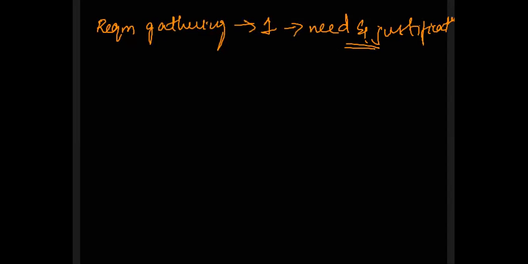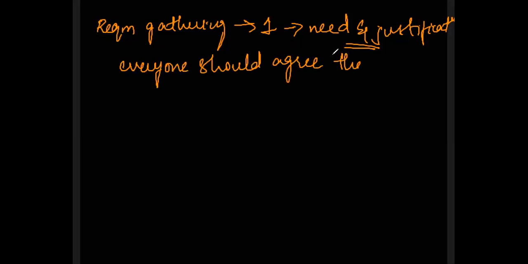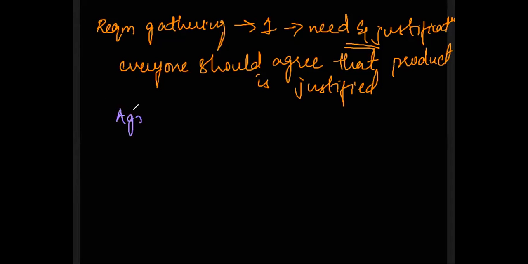Now whenever you're giving this need and justification for the software, each and every stakeholder needs to agree with this statement that you've defined. That is, everyone should agree that the product is justified. Now as everyone has agreed that the product is justified, you're going to make an agreement. That is, the project is justified.